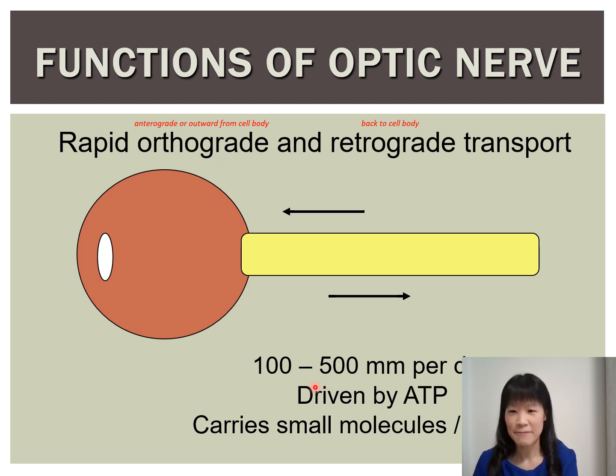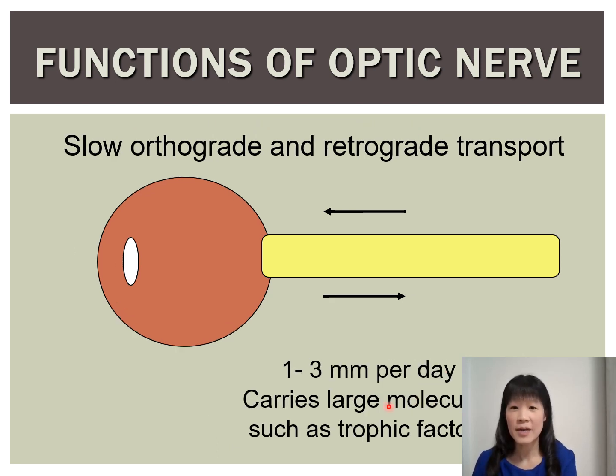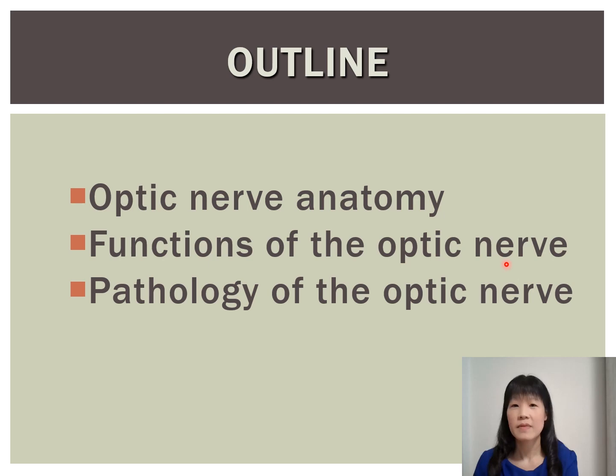The fast lane, meaning fast, like hundreds of millimeters per day, carries small molecules such as ATP. In the slow lane, large molecules and trophic factors are bigger and therefore travel in the slow lane of the optic nerve, at about a few millimeters per day. So that's the function of the optic nerve. Not only does it enable us to see, but it enables contrast sensitivity, the afferent pupillary light reflex, and color vision, and it transports small and large molecules up and down the optic nerve.